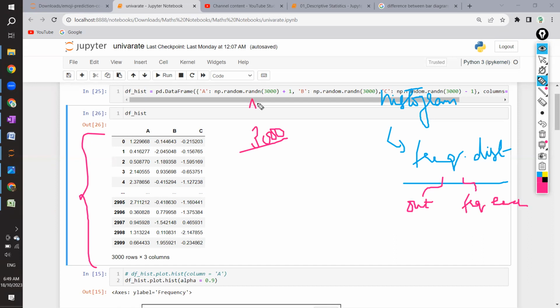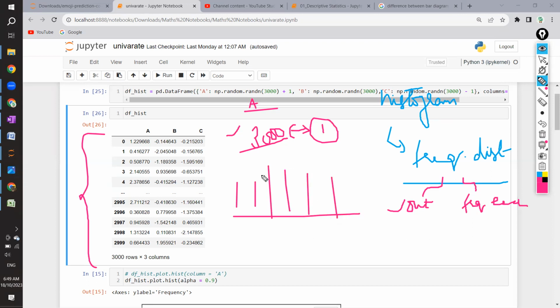So for column A, there are 3000 outcomes. Obviously you cannot calculate the frequency of each and every outcome. Even if you calculate, it will be almost one, because every value is almost unique, so every value is repeating only once. The frequency of each value is one. This is obviously not going to be helpful. That is the reason for continuous data we try to bin the data. Some bins we will take, and that converts this into categorical. The bins will act as categories.